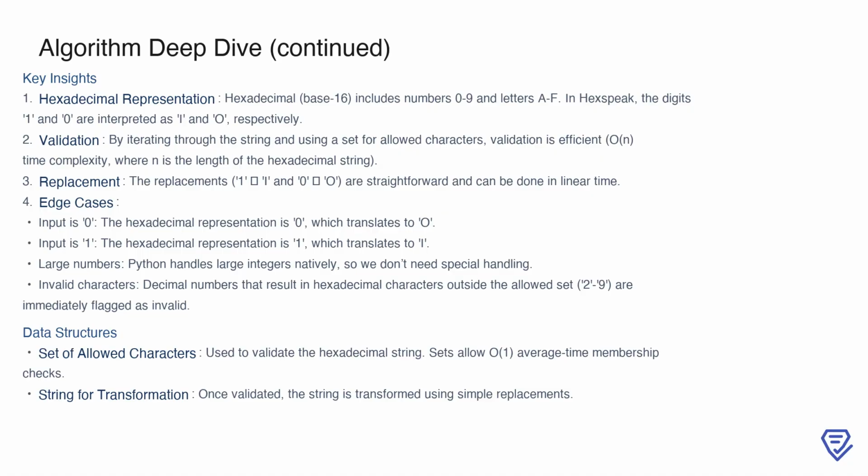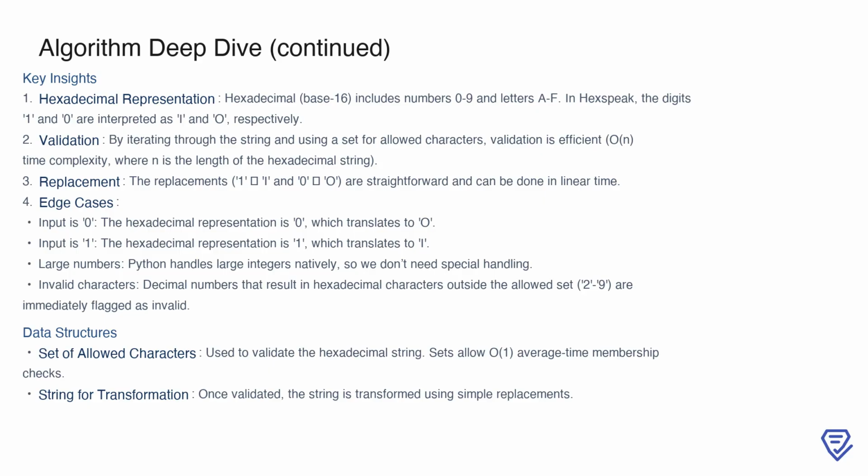First, hexadecimal representation uses the numbers 0 through 9 and the letters A through F. In Hexspeak, the digits 1 and 0 are reinterpreted as I and O, respectively, making the output more human-readable. The validation step, where we check each character against the allowed set, is efficient, as it has a time complexity of O(n), where n is the length of the hexadecimal string. Similarly, the transformation step, where we replace 1 with I and 0 with O, is also linear in time.